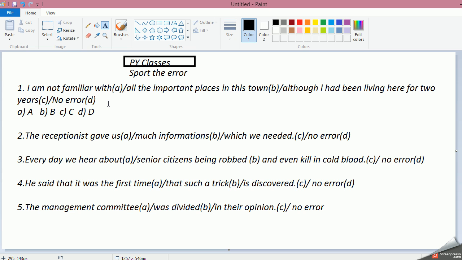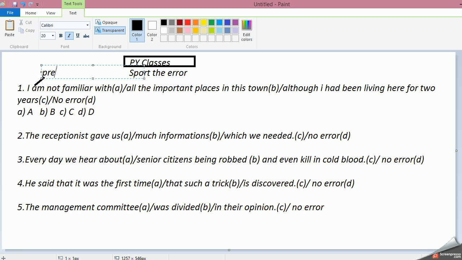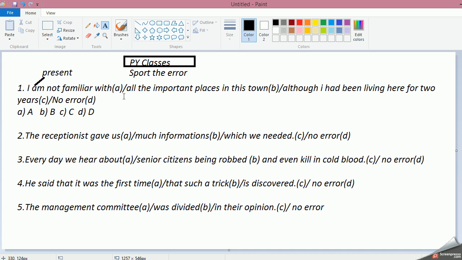Let's start finding the error. As you can see here, the tense is present. The first half of the sentence is talking in present. How do I come to know it is present? By looking at the word am. So I conclude that this is talking in present. Moving later, if you see the words I had been living here, now this is past perfect continuous.